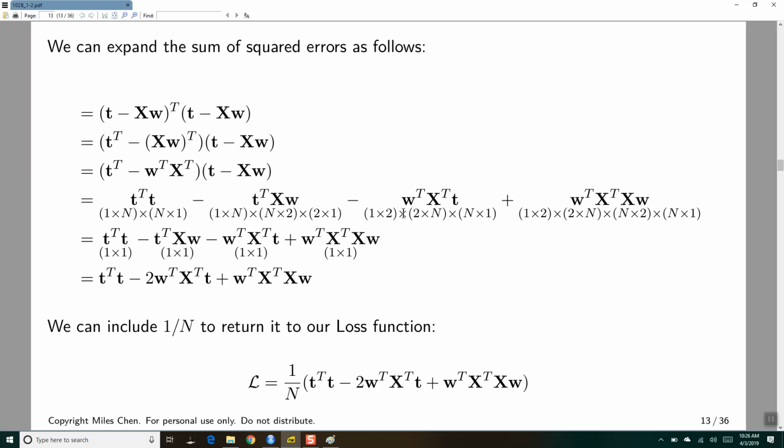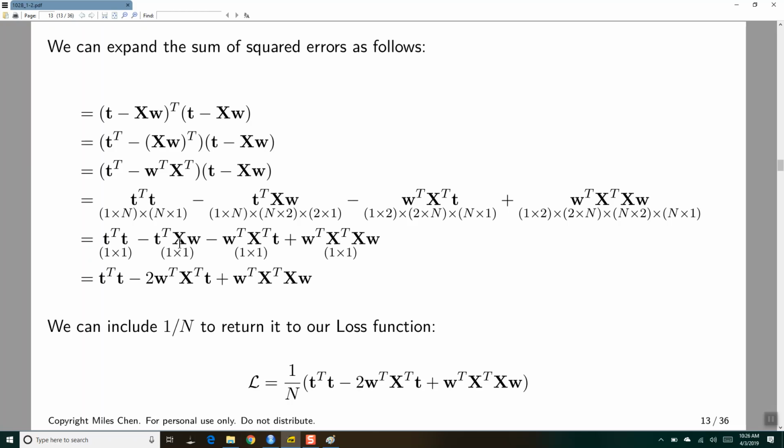Same thing over here, 1 by 2 by n by 1. Again, the 2's align and the n's align, and so that works out. And then here I have 1 by 2 by n by 2 by n by 1 for w transpose x w, okay? And again, everything lines up, which is exactly what we want. Everything's a 1 by 1 scalar term, and so this is what we have.